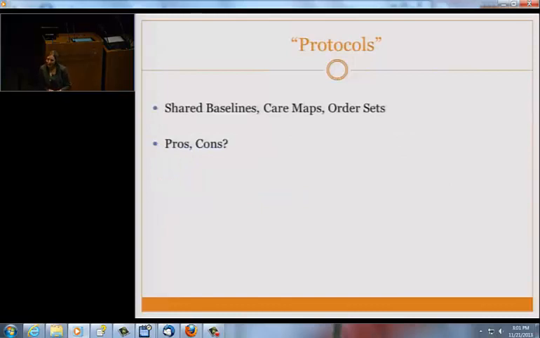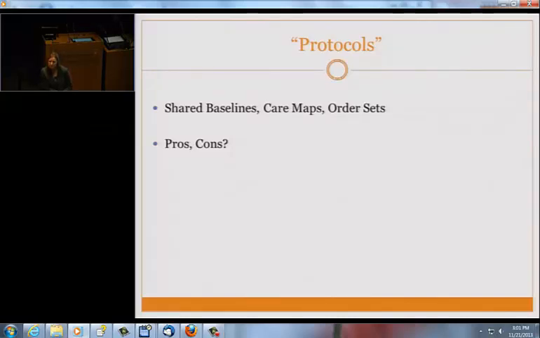So protocol, standardization, order sets, good or bad things? Both. Okay, give me some pros. You guys are going to have to do the heavy lifting today. So what's good about those things? Okay, saves time. Yeah. What else? Okay, if they're designed right, they can be fairly easy to use. Okay. What's bad? You can order something that doesn't necessarily need to be ordered.